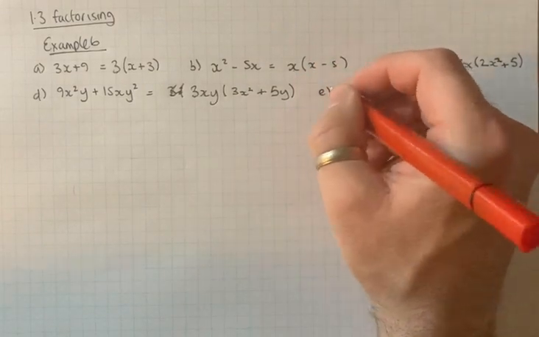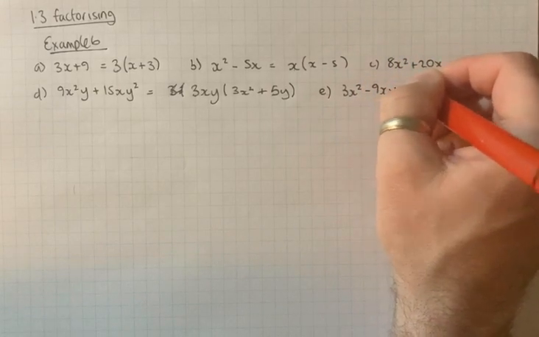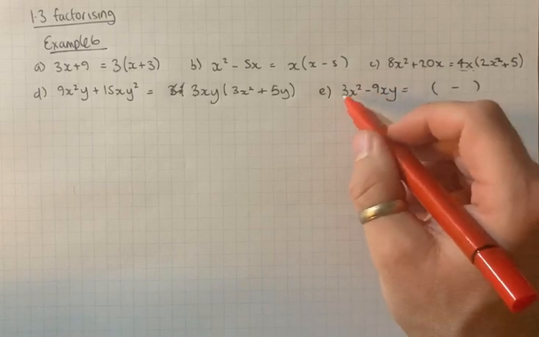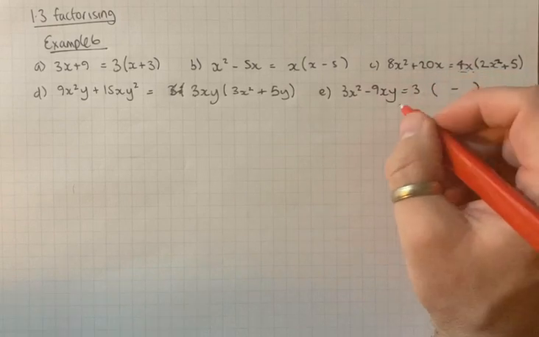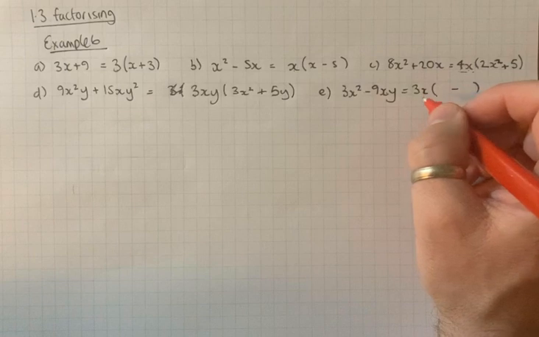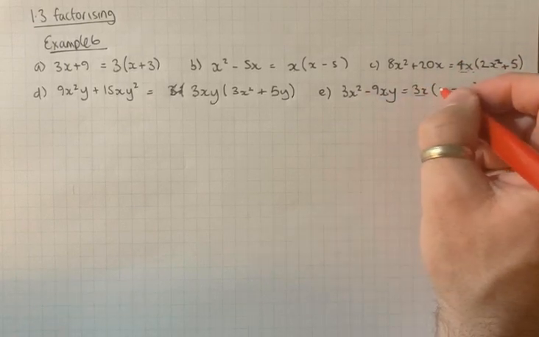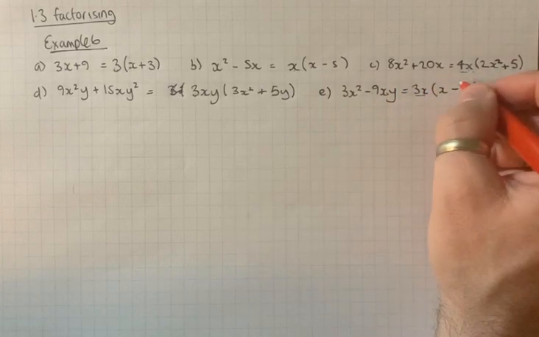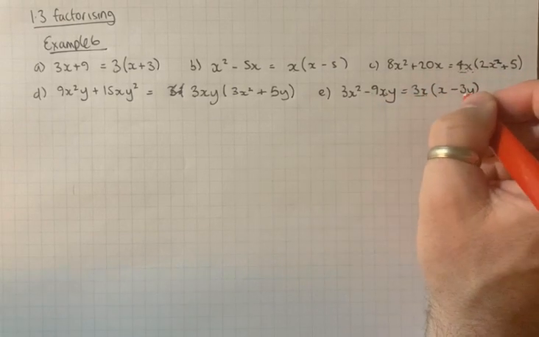And E, 3x squared minus 9xy. Okay, so both have coefficients in both terms. So the highest common factor of 3 and 9 is 3. x squared and x is just x. There's no y part here, so you can't take anything to do with y out. What times 3x to get 3x squared? x. Take away. What times 3 to get 9? 3. x is dealt with, but you need a y.